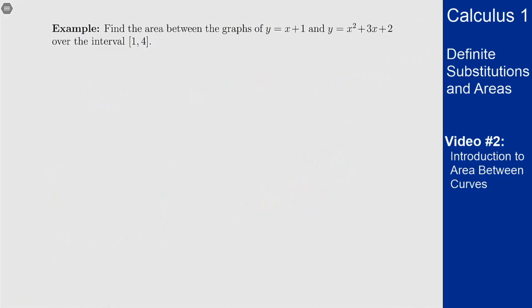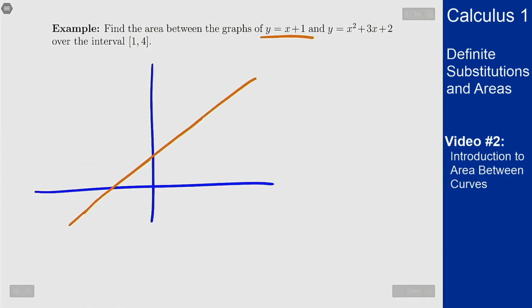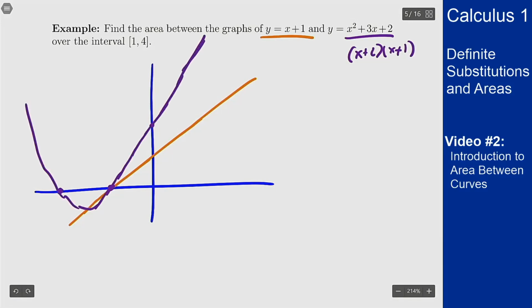As an example on this, find the area between the graphs of y equals x plus 1 and y equals x squared plus 3x plus 2 over the interval 1 to 4. So we'll start by drawing the graphs of these functions. Y equals x plus 1 will be a straight line that crosses the y-axis at 1. This parabola here factors as x plus 2, x plus 1. So it's going to cross the x-axis at minus 2 and minus 1. For x equals 0, it hits at 2, so up here, something like that. So the region we're looking for is between 1 and 4, the area between these two curves.